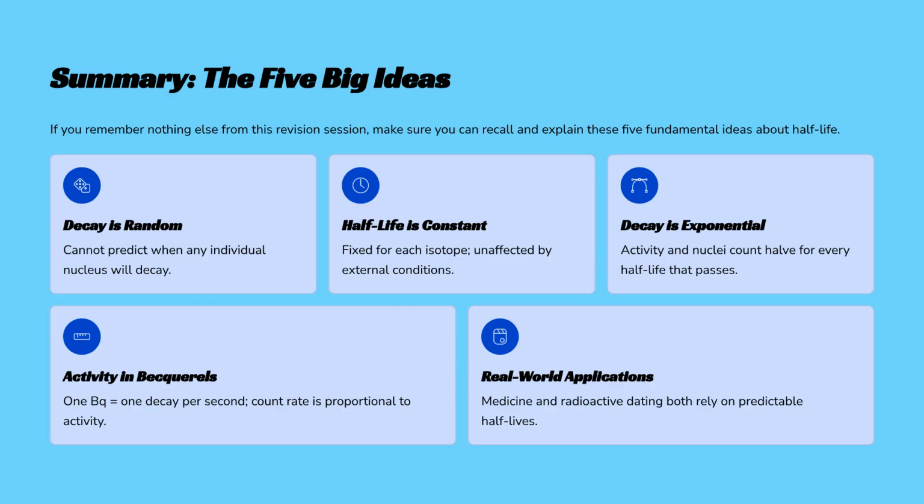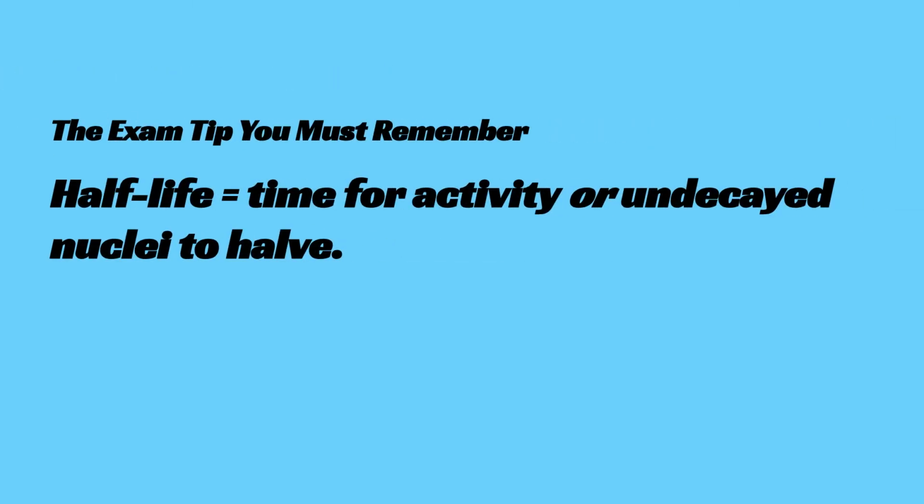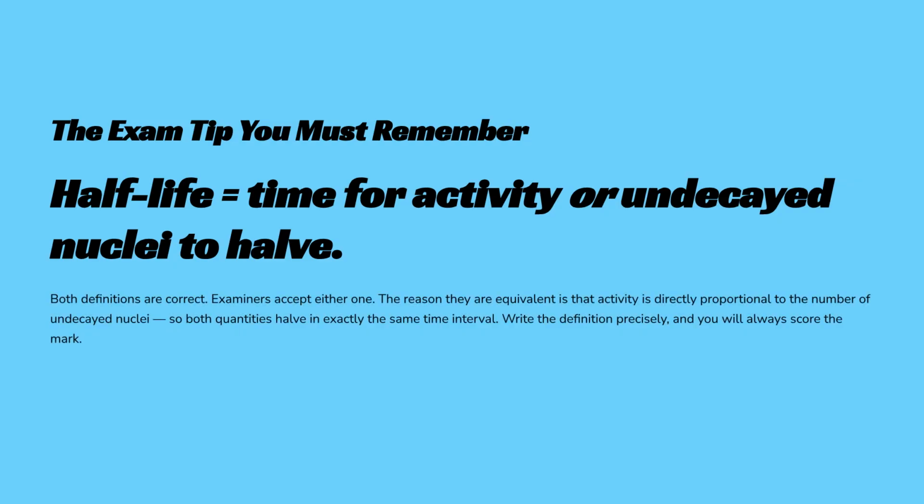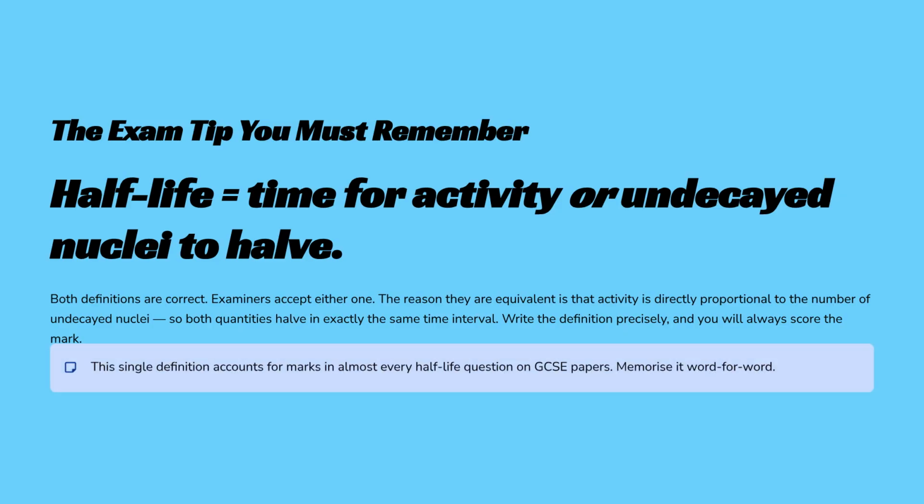To summarize, remember the 5 big ideas. Decay is random, half-life is constant for each isotope, the process is exponential, activity is measured in becquerels, and these principles are vital for real-world applications in medicine and dating. The most important exam tip is the definition of half-life: the time for activity or undecayed nuclei to halve. Both definitions are correct and equivalent because activity is proportional to the number of unstable nuclei. Memorize this word for word to secure your marks.